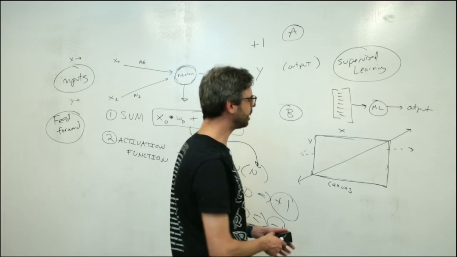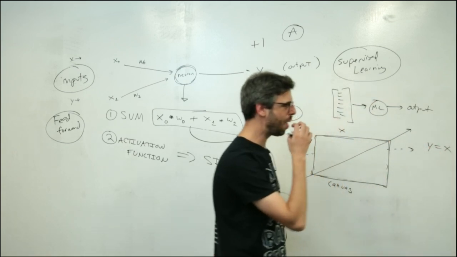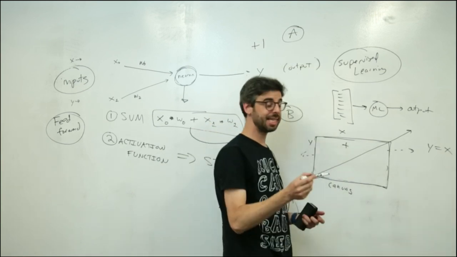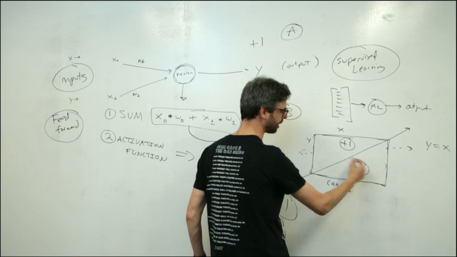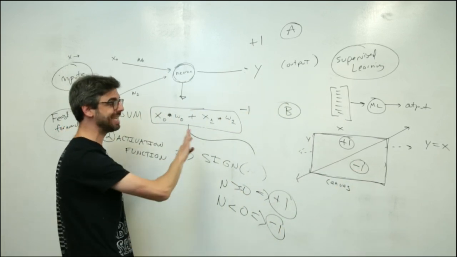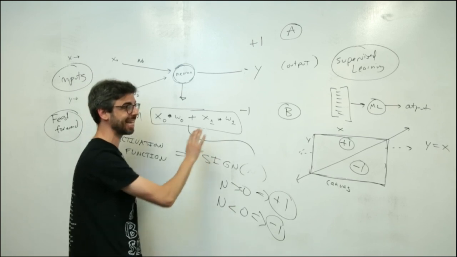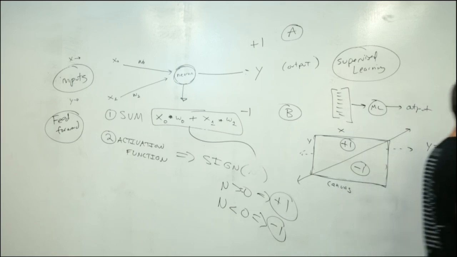Yeah, let's just consider the line y equals x. So anything that's above y equals x is a +1. Anything that's below y equals x should be a -1. So I want to create a known data set that I can use to train the perceptron. So let's do that really quickly.